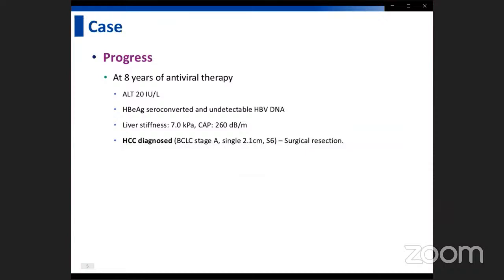Unfortunately, after 8 years of antiviral therapy, the patient developed HCC. The stage was BCLC-A. His ALT level was normal, and his liver stiffness value slightly decreased from 7.2 kilopascal at 5 years to 7.0 kilopascal at 8 years. A right hepatectomy was performed.